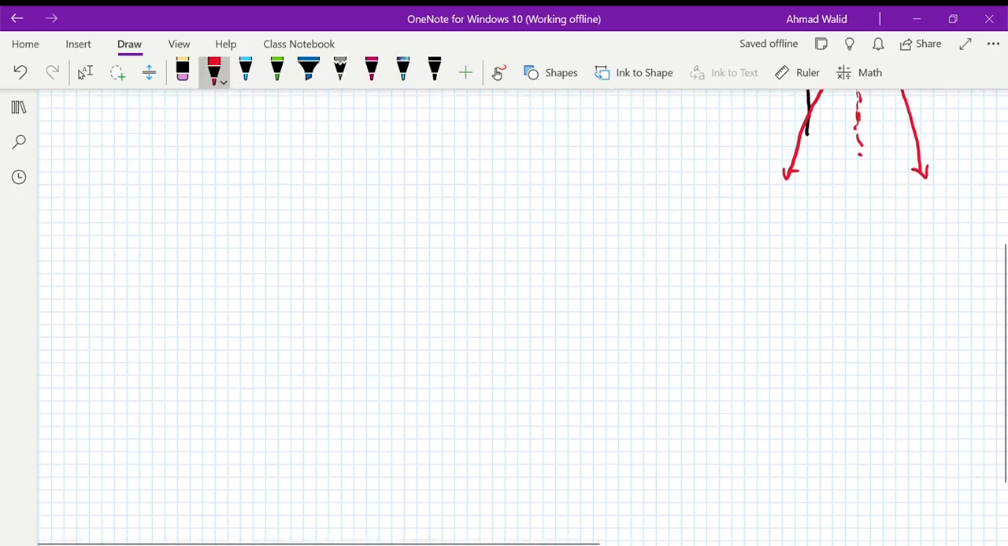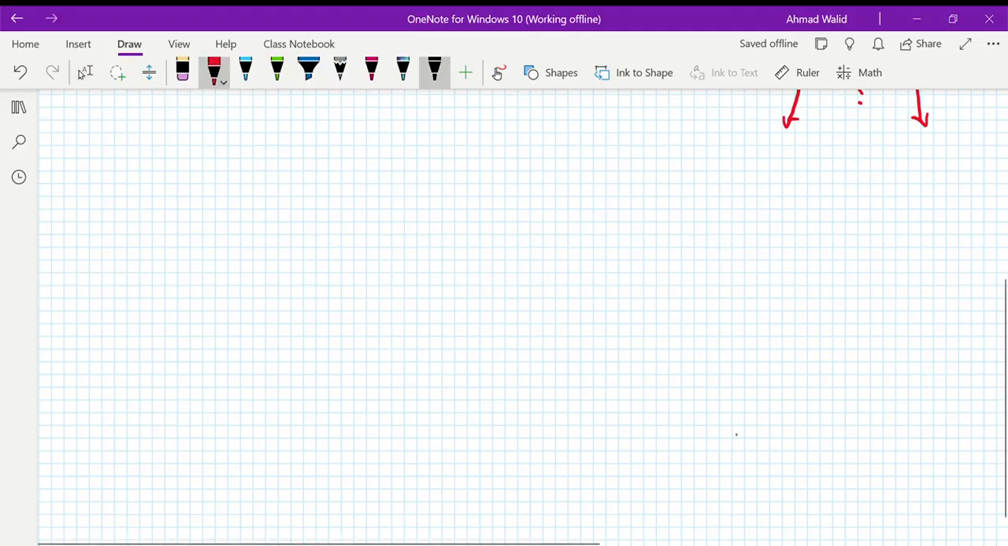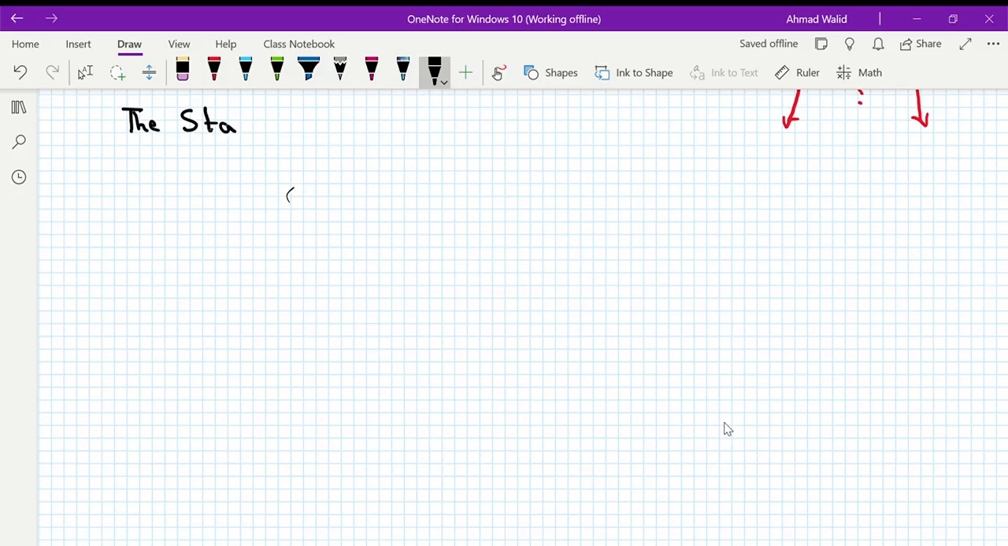Correct? Now, let's start talking about the standard form of a quadratic function.